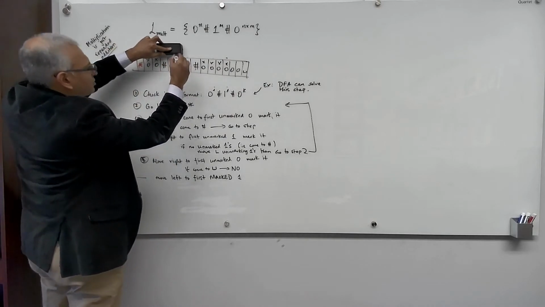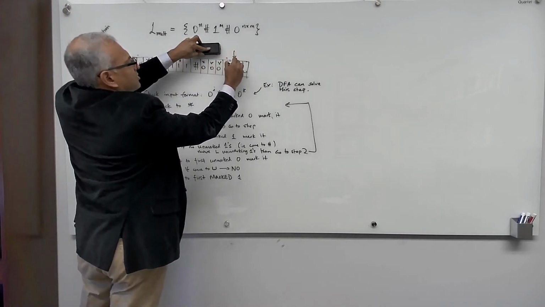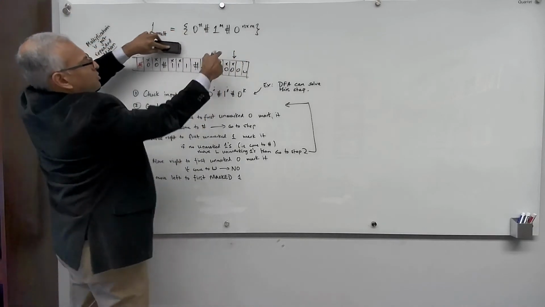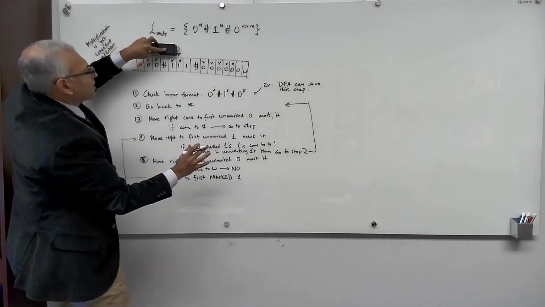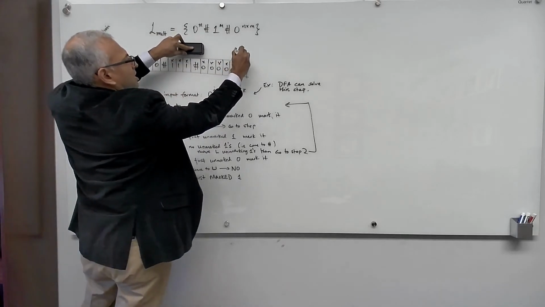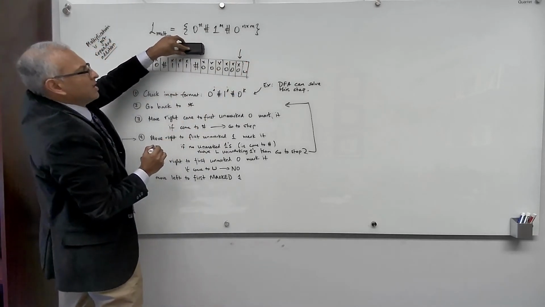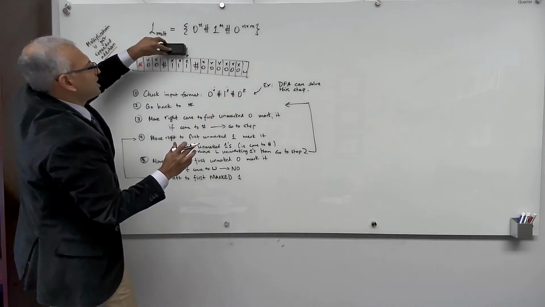And then move right to the first unmarked 1 and mark it. Then move right to the first unmarked 0, mark it. Then move left to the first marked 1. Then I move right to the first unmarked 1, mark it. Move right to the first unmarked 0, mark it. And then move left to the first marked 1. And now move right to the first unmarked 1.